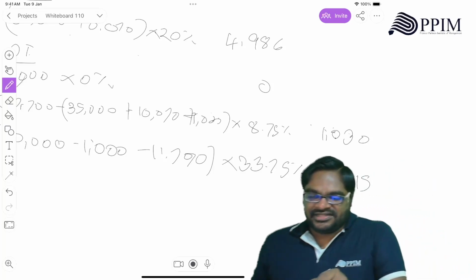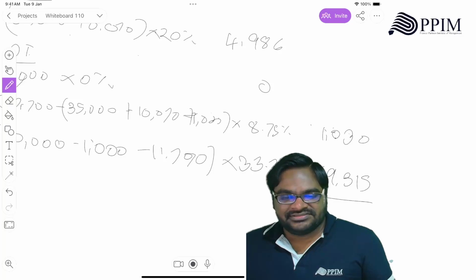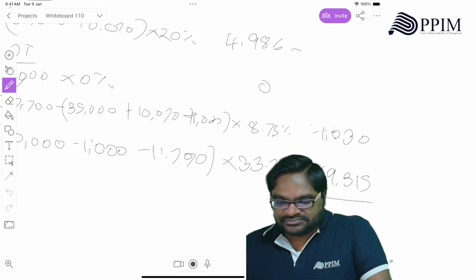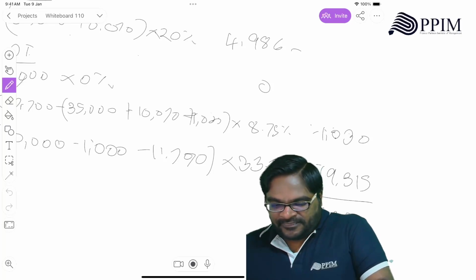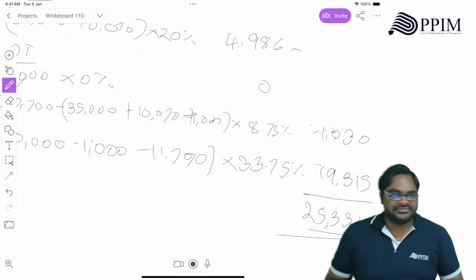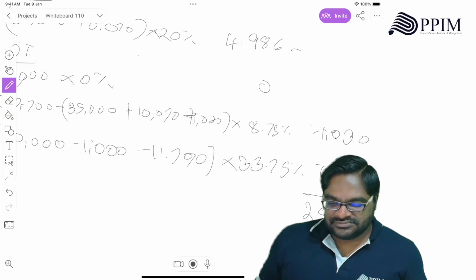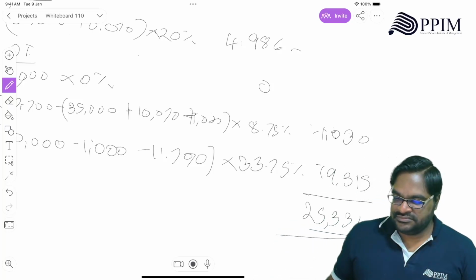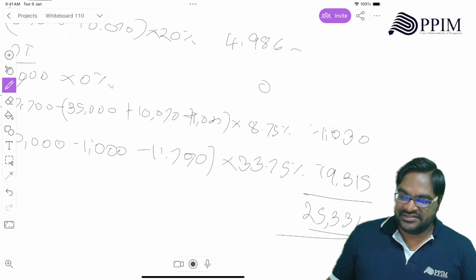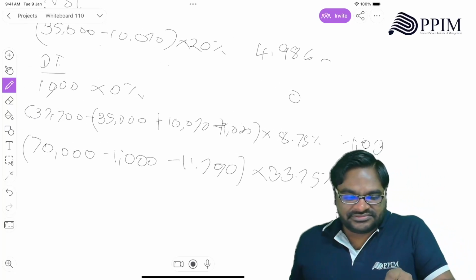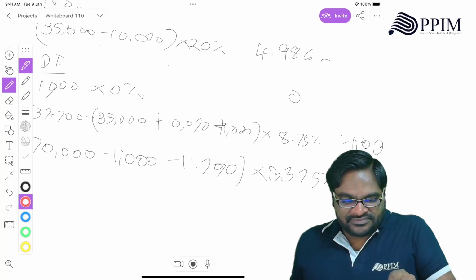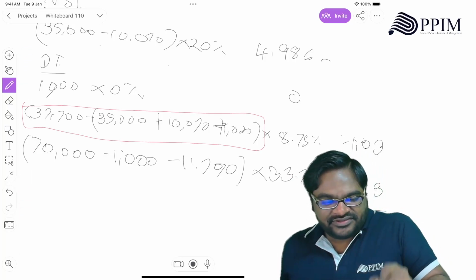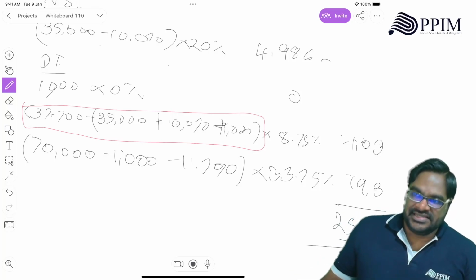Right. So then the total tax is how much then? This plus this plus this. 25,331. Plus 4,986. The 11,770 is the amount you get from here, 25,330. 11,770 is the amount you get from here, whatever you have considered as basic rate for dividend.